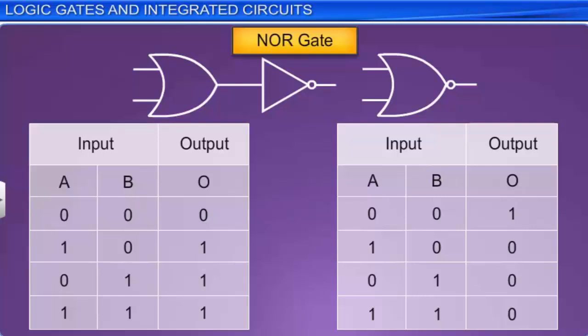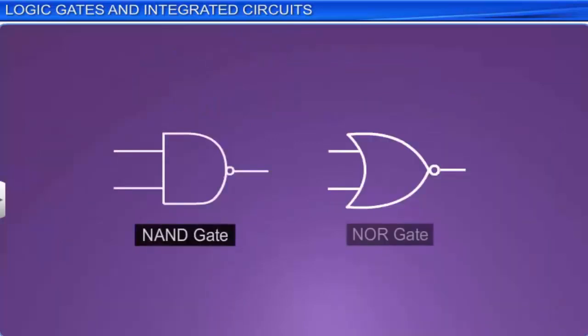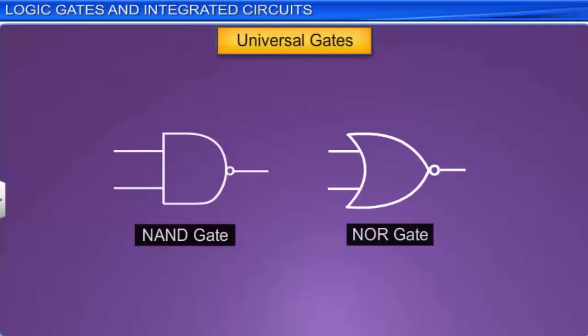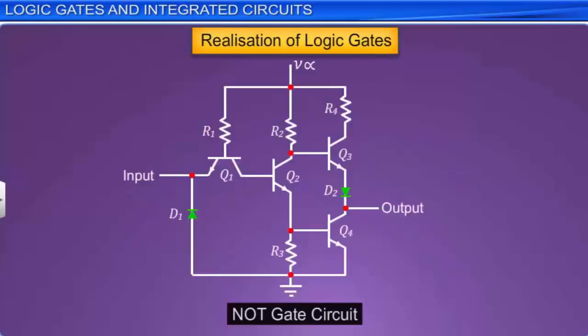NAND and NOR gates are also called universal gates, as they can be used to create all other forms of logic gates like the AND, OR, and NOT gates. Logic gates in a circuit are realized by combinations of electronic devices like diodes and transistors in combinations with resistors, inductors, and capacitors. For example, here is a circuit showing the construction of a NOT gate.